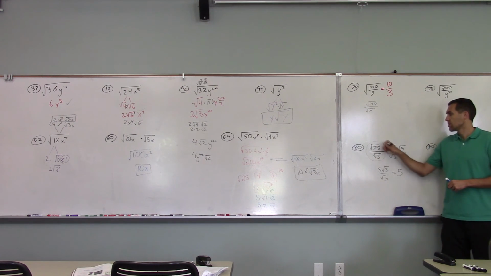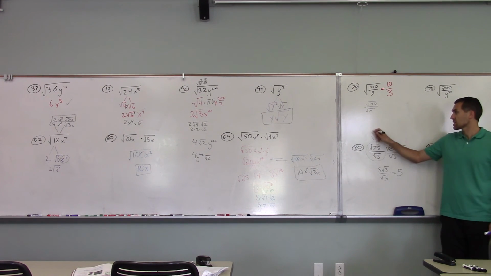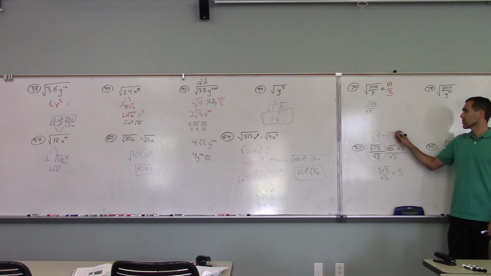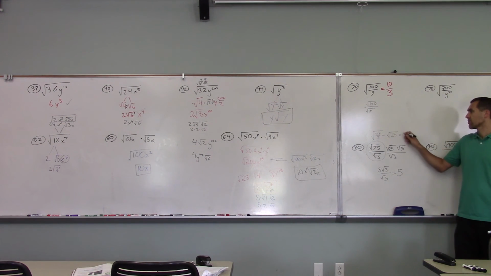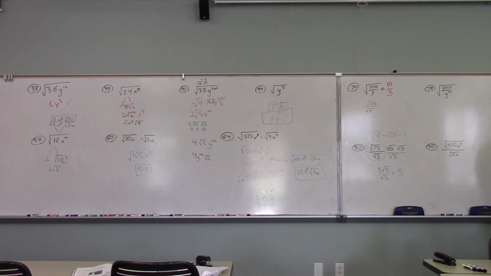Divide everything by 3? Yeah, you could have just written this as square root of 75 divided by 3, or square root of 25, or 5. Two different approaches, absolutely both perfect and awesome. Okay?